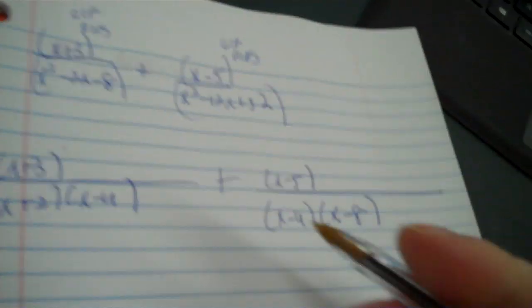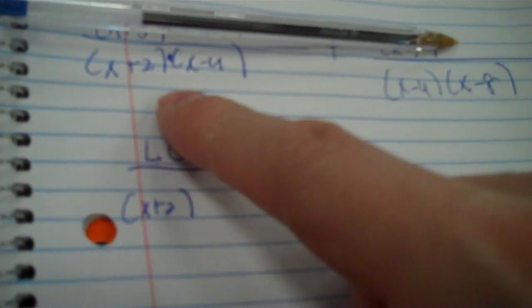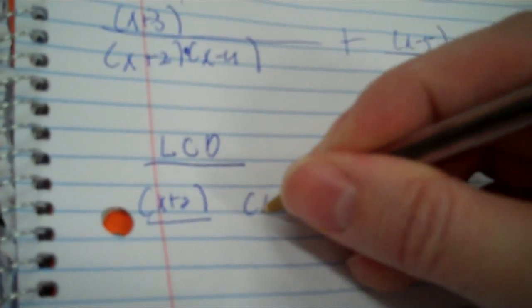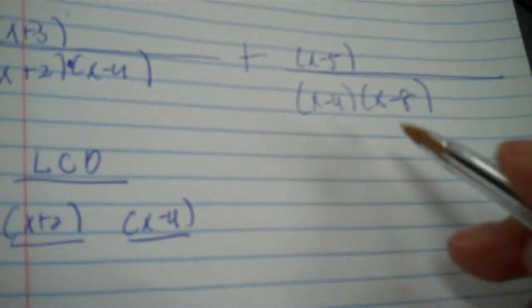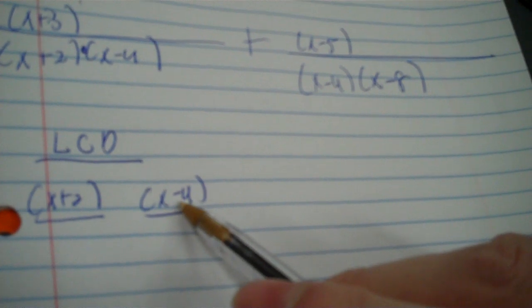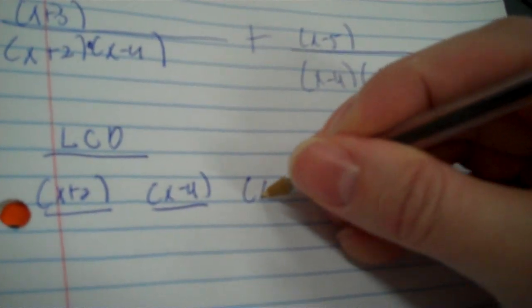Okay, now we have to get the denominators to match. We need to do our LCD. So what do we have? We have x plus 2. You're just looking at the bottoms, the denominators. You don't care about the top. You got x minus 2. You have a parentheses with x minus 4. You have x minus 4. Well, I already have that, and then x minus 8.